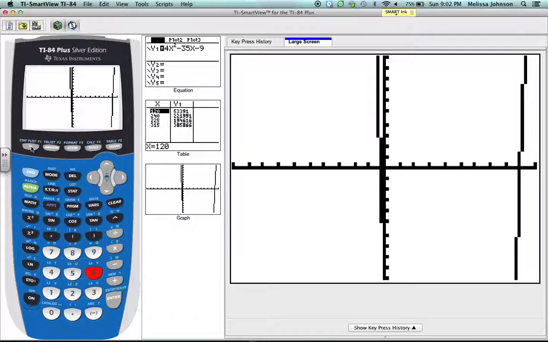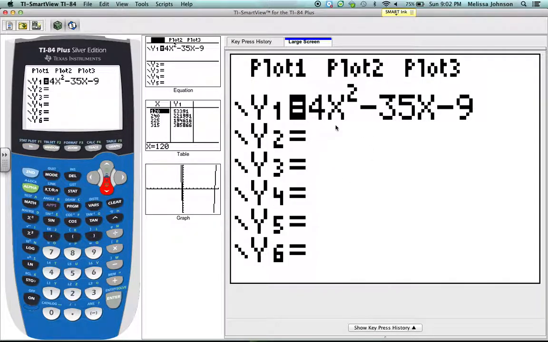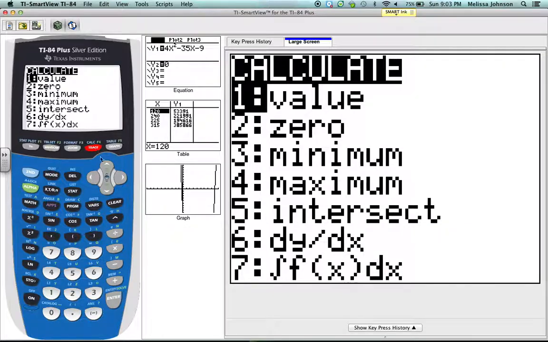Now go back to your y equals. This method requires you to put another equation in, unlike the 0 method. You have to put the right side of the equation in, which is 0. By doing that, you can now find the intersection of these two, rather than doing second trace 0. So once you have the 0 in there, you're going to select second trace, intersect instead of 0.